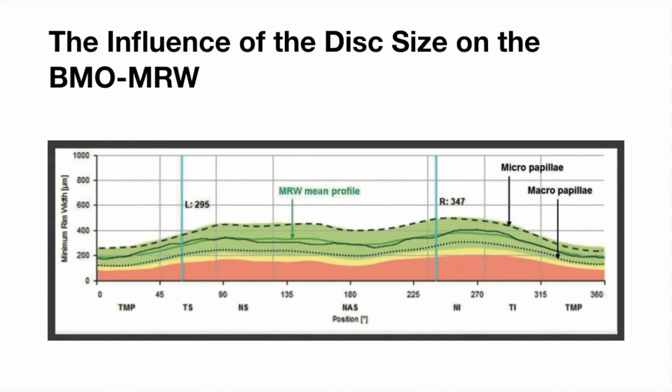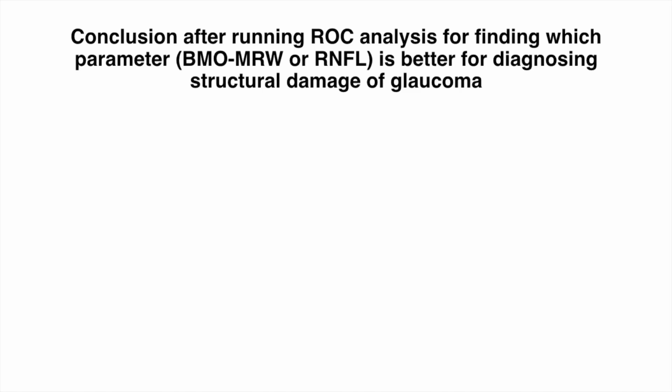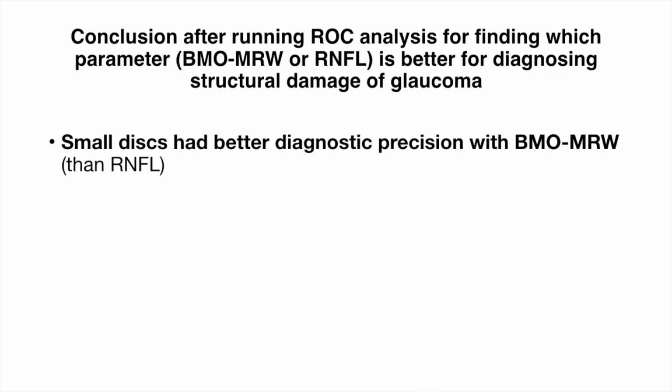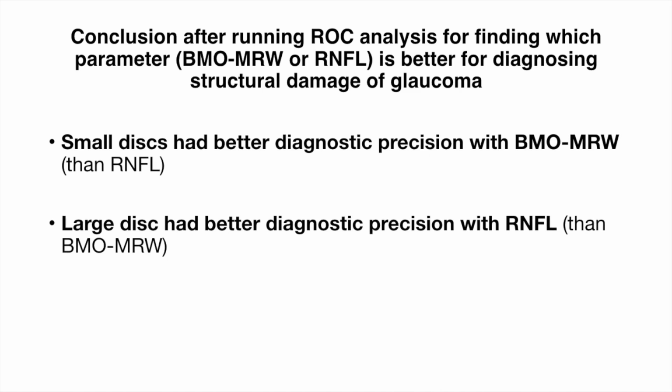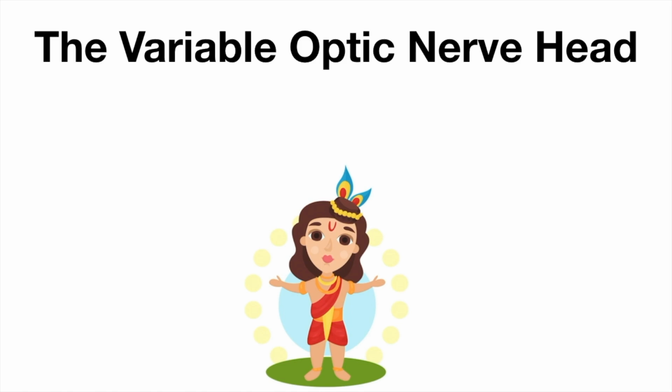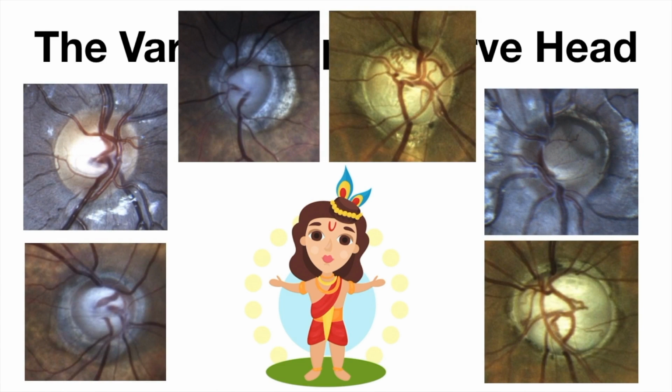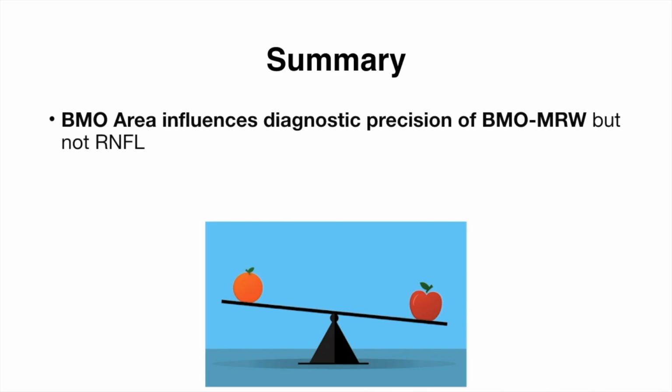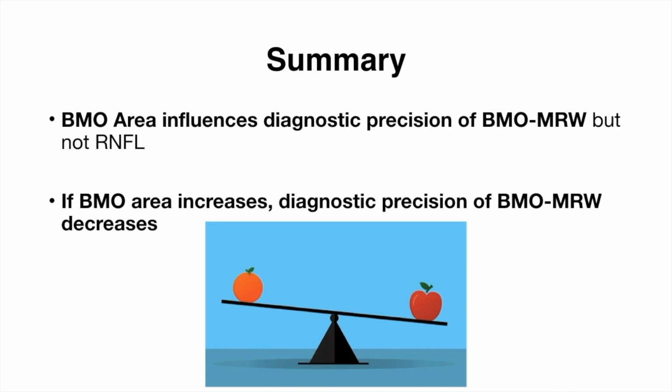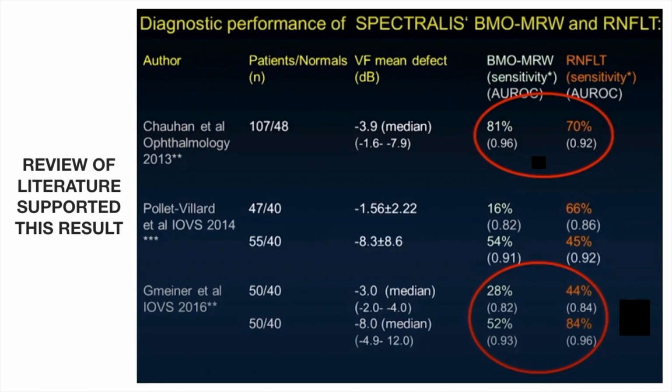It was also concluded after ROC analysis that small discs had better diagnostic precision with BMO MRW and large discs had better diagnostic precision with RNFL. Optic nerve anatomy is very variable from patient to patient. Thus, it is important to keep in mind that the optic disc size, that is BMO area, influences the diagnostic precision of BMO MRW. If BMO area increases, the diagnostic precision of BMO MRW decreases.